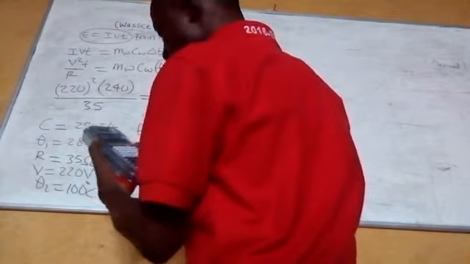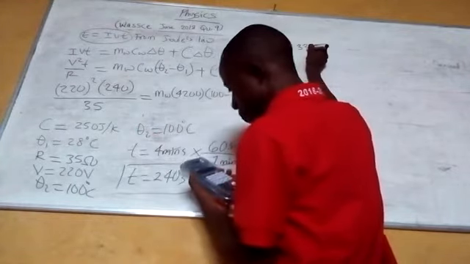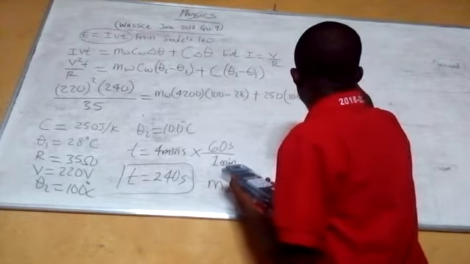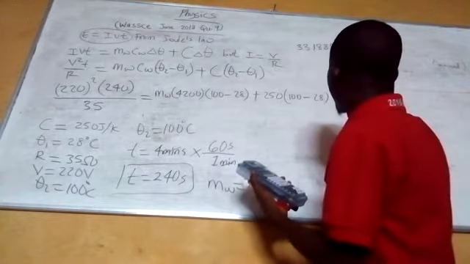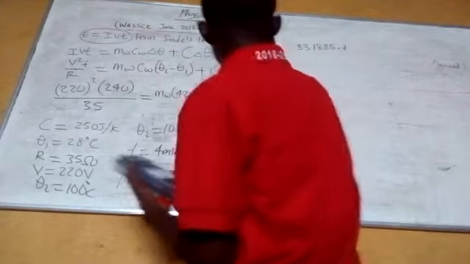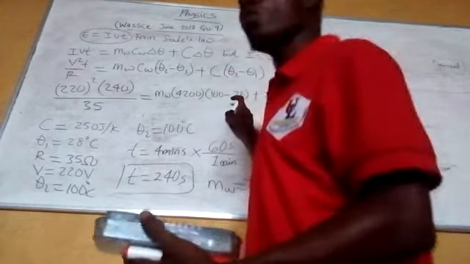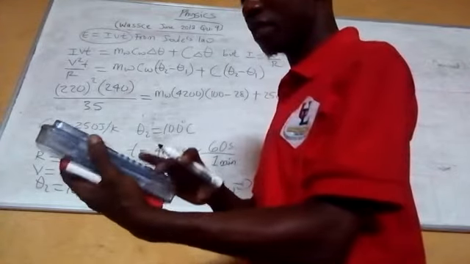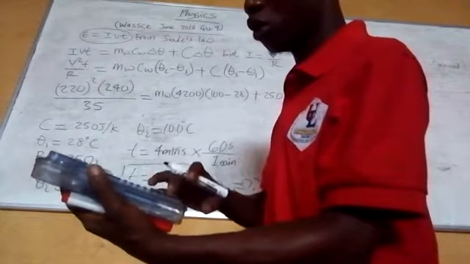Our final result will be 331,885.7, equal to. Now 100 minus 28 we have 72. 72 times 4,200. So 4,200 times 72 equal to, this is what we obtain.